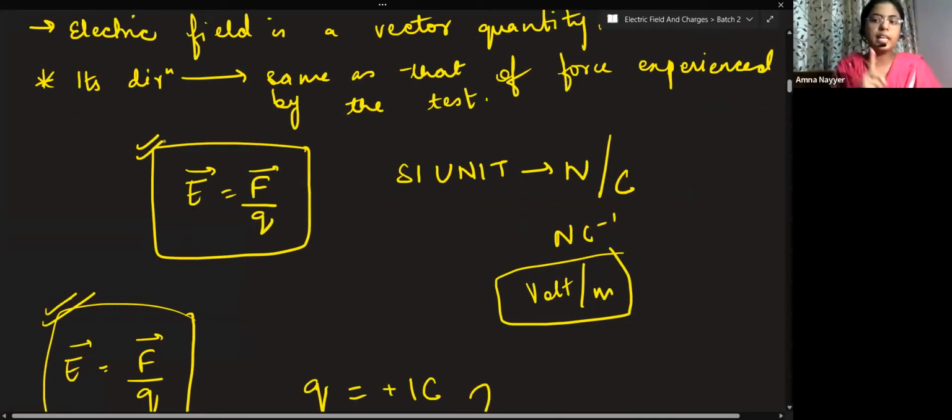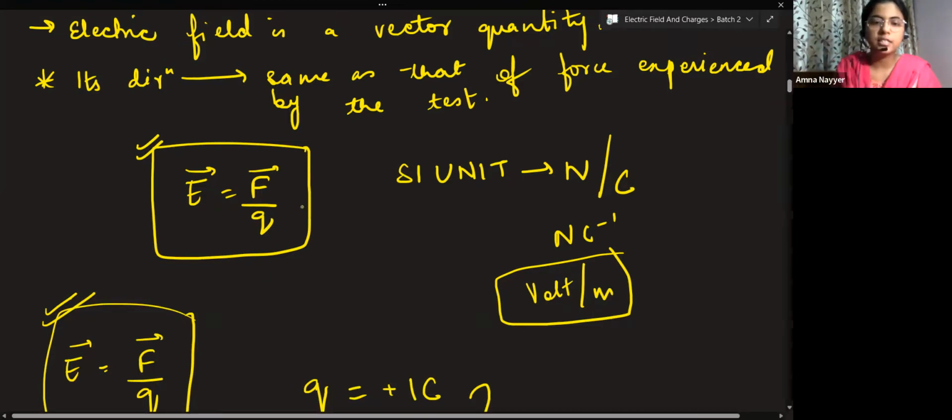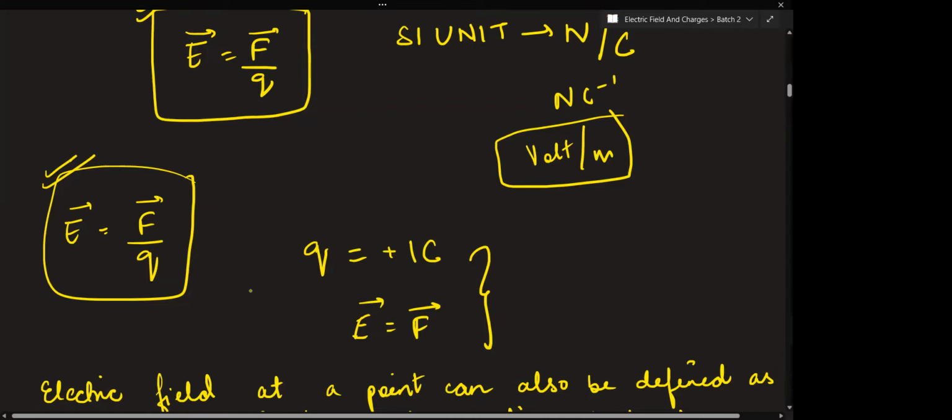Electric field is electrostatic force divided by the charge. Means electric field is basically all the force experienced by this charge. How can you relate it? See, if you take a positive charge, if I take a positive charge with me, plus 1 coulomb, if I put the value of charge as plus 1 coulomb, will the electric force be equal to the electric field? Yes.